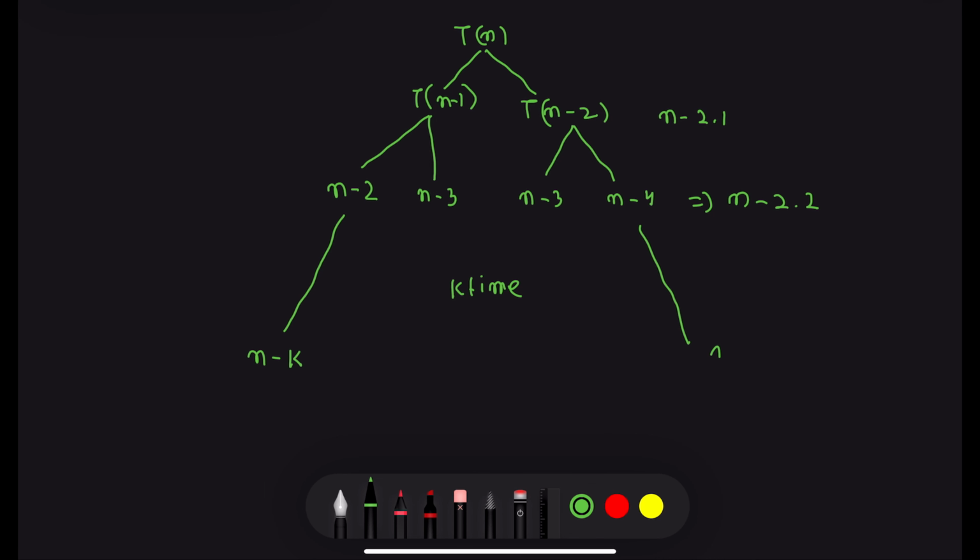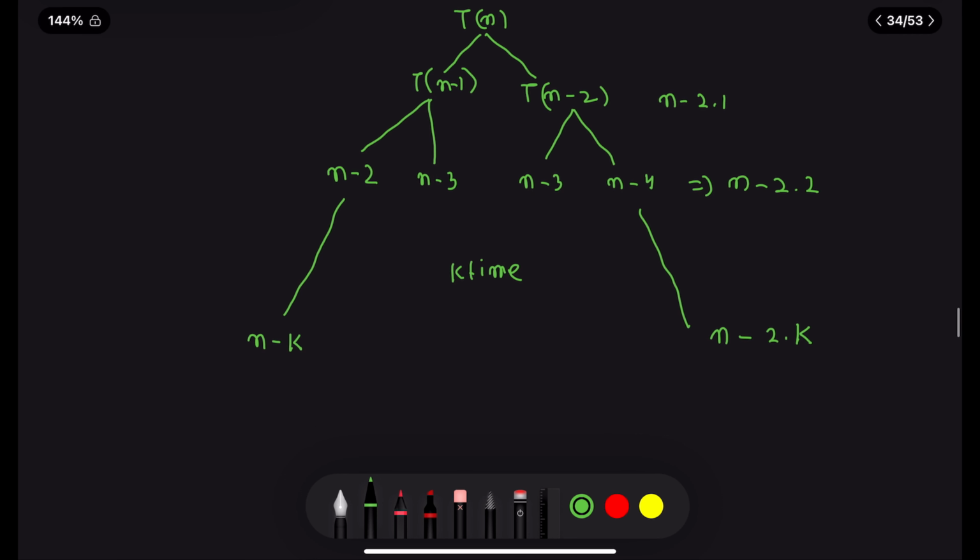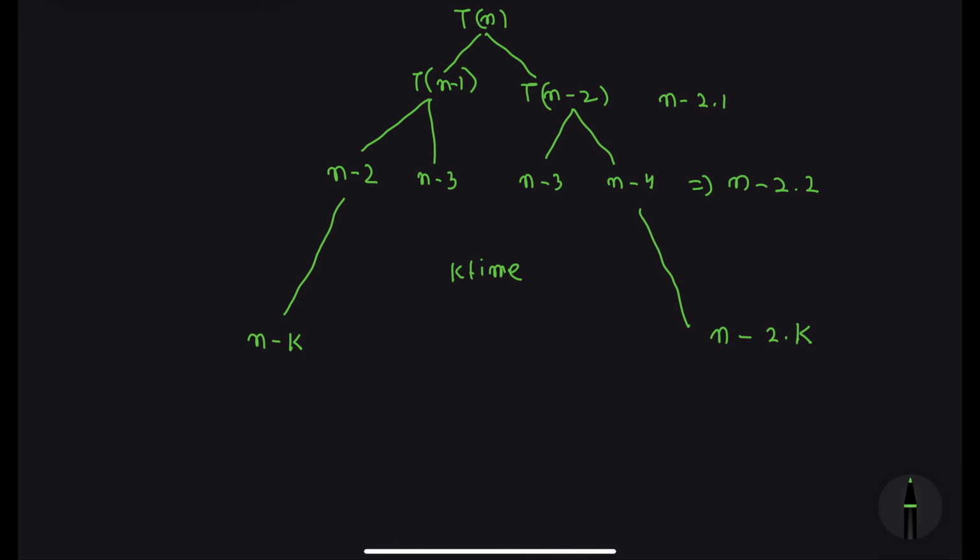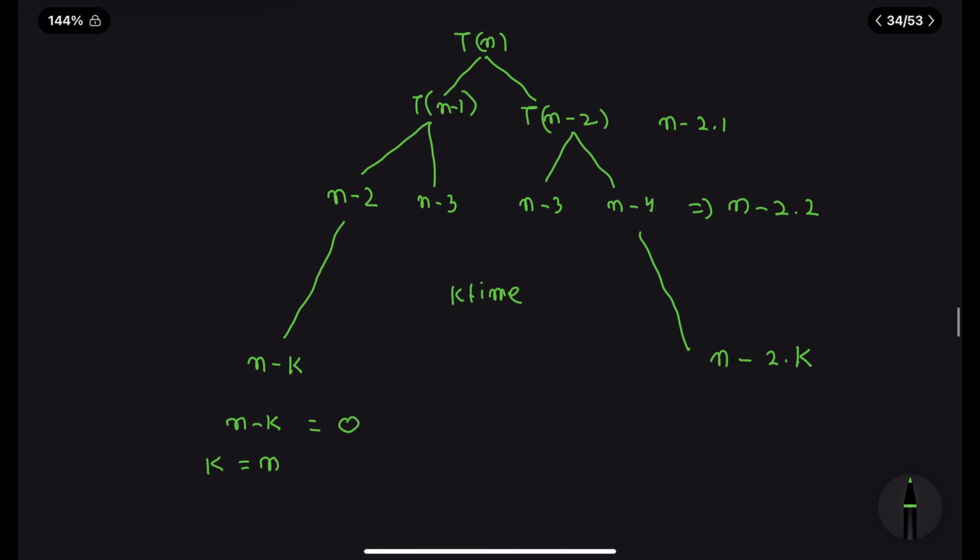So here it will become n-2k, and at some point of time, let's say after k times, we get this terminated. So n-k gets terminated, and let's assume there is some constant termination condition, say T(0); for T(0) it gets terminated. So when n-k becomes 0, it will get terminated. So we can find the value of k here: k will become equal to n. So this will run a total of n times.